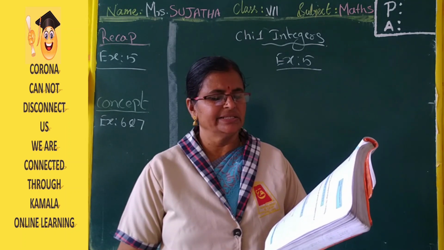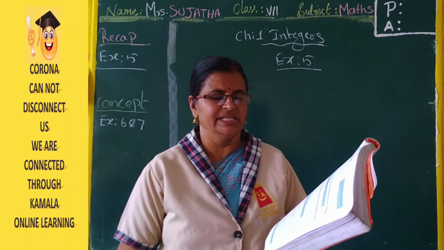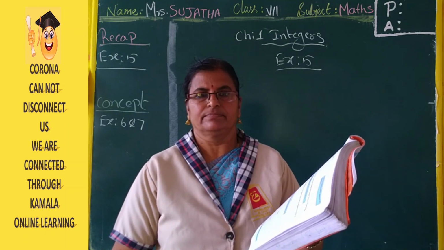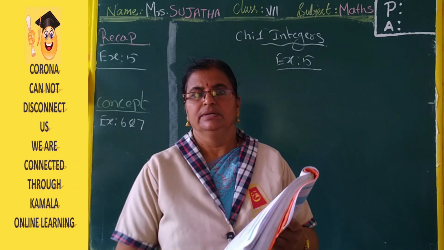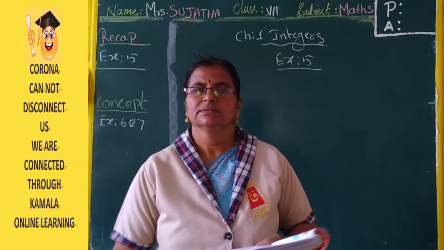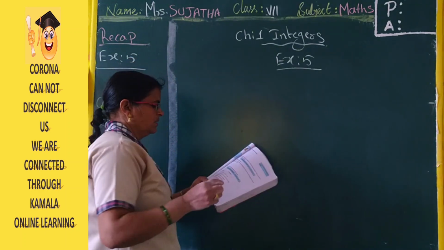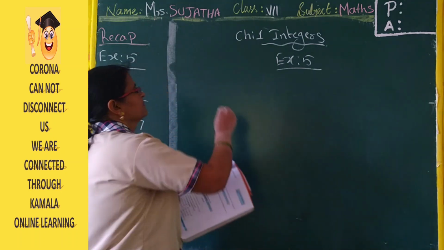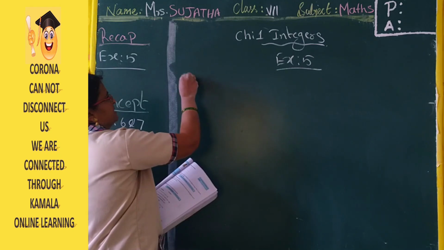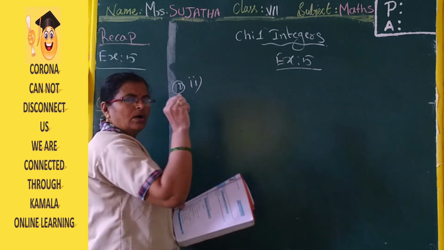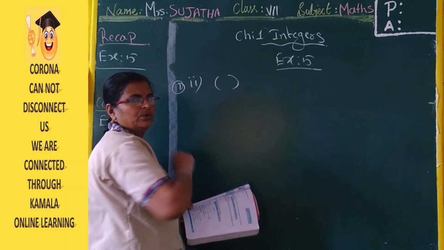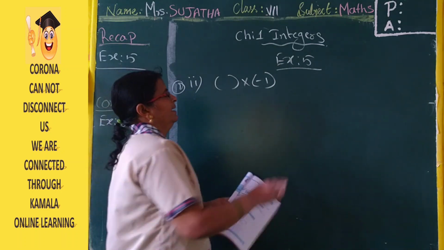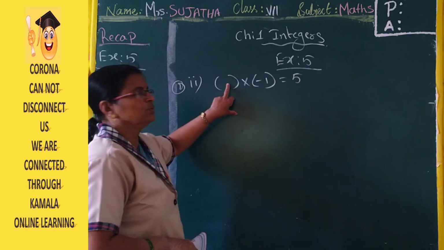Now, determine the integer whose product with minus 1 is 5. Understood the question? What is the integer which, if you multiply by minus 1, you will get plus 5? That is the question he is asking. Second bit, second sum. That integer I don't know. If I multiply that integer by minus 1, then I will get 5. This one I have to find.